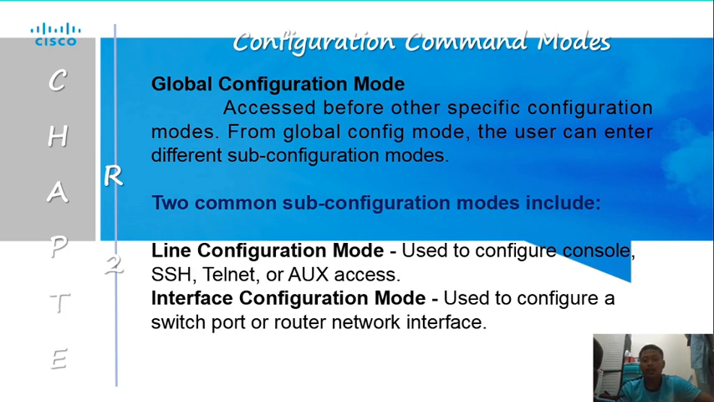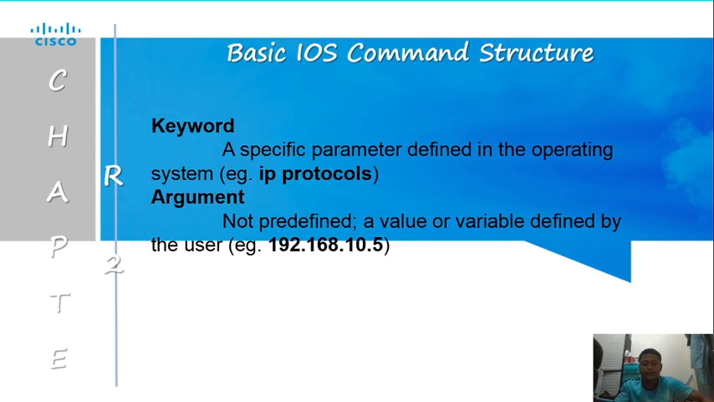Next, the configuration command modes. Global configuration mode is accessed before other specific configuration modes. From global config mode, the user can enter different sub-configuration modes. Two common sub-configuration modes include line configuration mode, used to configure console, SSH, Telnet, and AUX access, and interface configuration mode, used to configure a switch port or router network interface.